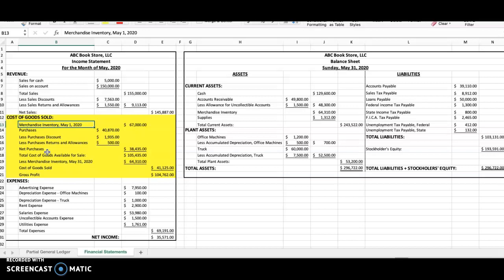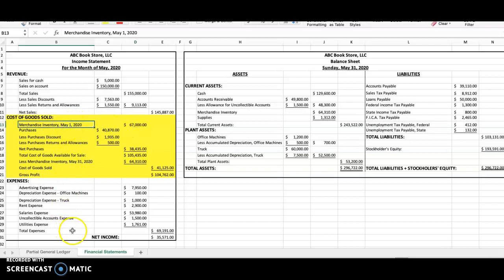Now, we have had that. I've shown this to you on ledgers and various problems, but we haven't really used it much. Now we're going to explain why it's there and how it's used. This is stated merchandise inventory, May 1 of 2020. This is the beginning of the accounting period, $67,000.